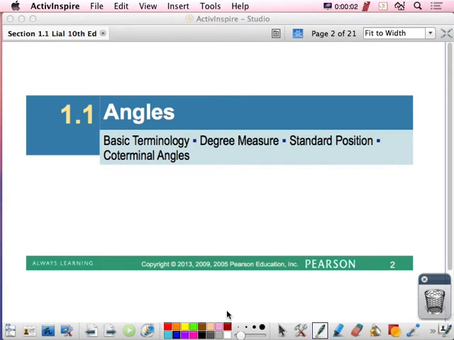So our first section of Trig is section 1.1. We won't be doing every section, so pay attention to your syllabus. Like we'll do 1.1, but we'll skip 1.2, and then we'll go to 1.3. So pay close attention to your syllabus, and you'll kind of know where we are.